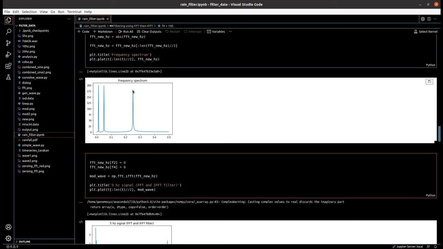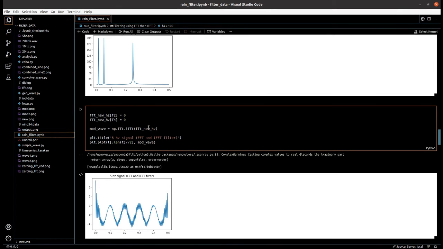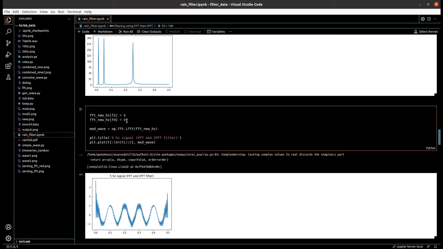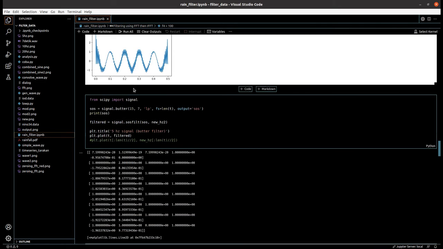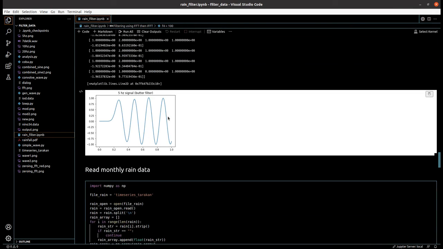So if we just get rid of 100 Hertz, the frequencies around it will still remain, and if we do the inverse FFT, the remainder will stay in here, and you will get something like this, a high frequency around 100 Hertz. But if we apply Butterworth, in this case low-pass, the result is the same.